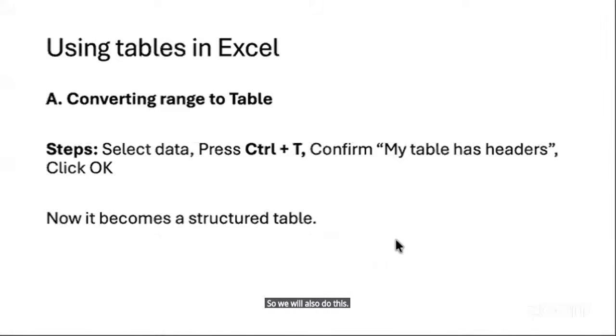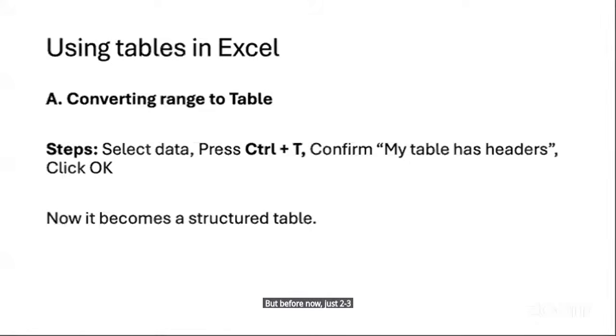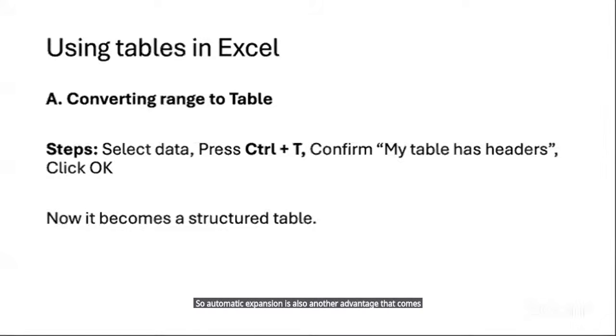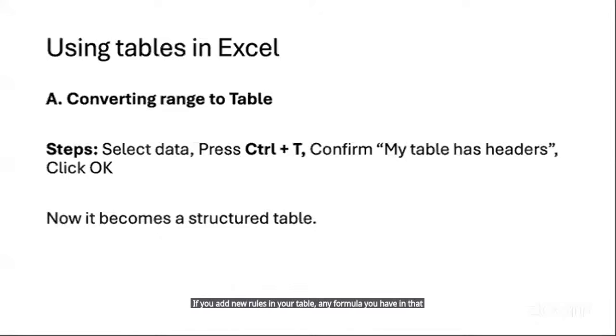So, advantages of tables: automatic filtering, you have your drop-down filters. You will see it, ladies and gentlemen. Your drop-down filters will appear automatically. You will not need to start cracking your brain on how to create filters. Before now, just two to three minutes ago, I was talking about how to use filters. But when you come into using tables, your tables already have those filters that I forced you to cram. So automatic expansion is also another advantage that comes with tables. If you add new rows in your table, any formula you have in that table automatically extends. And formulas become easier to read.